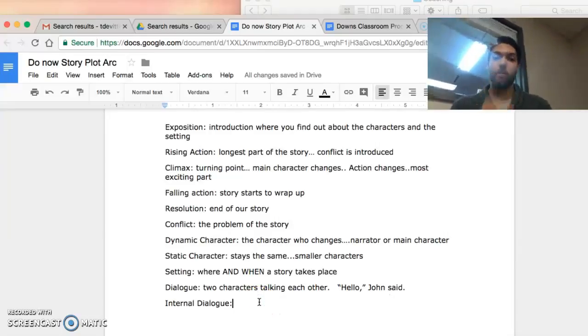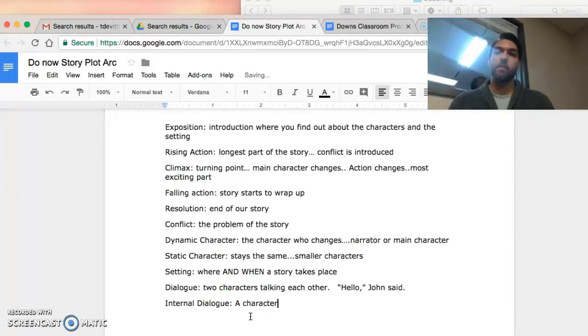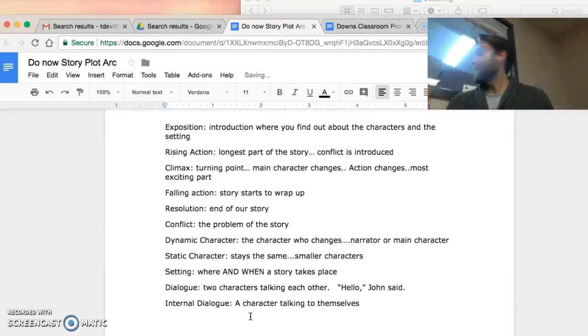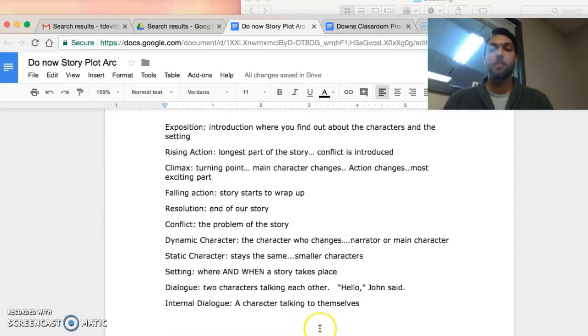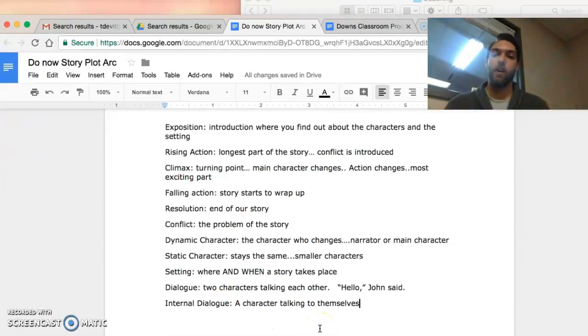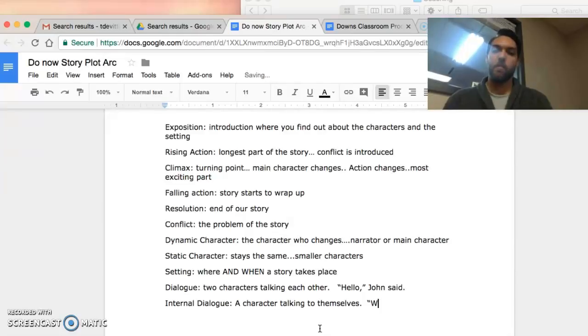Internal dialogue is what the dynamic character is going to do a lot. Why? Because this is a character talking to themselves. And so internal dialogue means they're thinking and talking to themselves. So it will look like this. "Why am I so tall?" I wondered. And that's internal dialogue, a character basically talking to themselves or wondering to themselves.